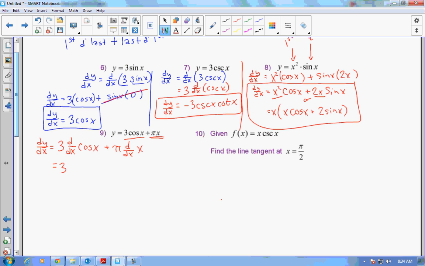So 3 times the derivative of cosine. What's the derivative of cosine? Good, negative sine x. Plus pi times the derivative of x. Jonathan, what's the derivative of x? 1. Great. So the derivative here would be negative 3 sine x plus pi.